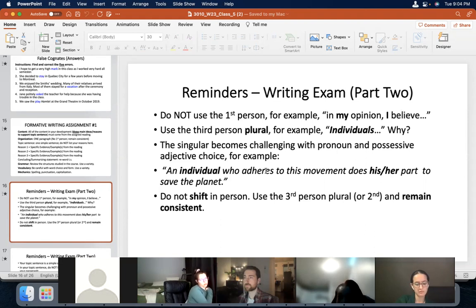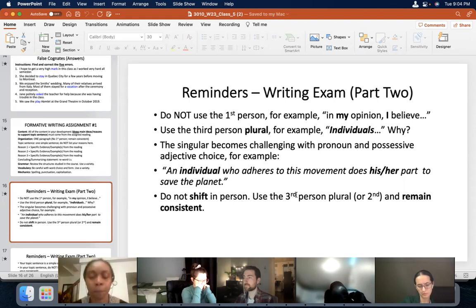Because look here. If you say individual, you have to use an article. An individual who adheres to this movement does his, and you have to include her part to save the planet. But if you say individuals, well, then you don't need an article. You just say individuals, their part. It's the same word for both men and women. And do not shift in person. If you use the third person plural or second, remain consistent. Okay.